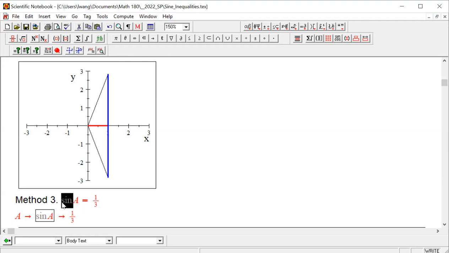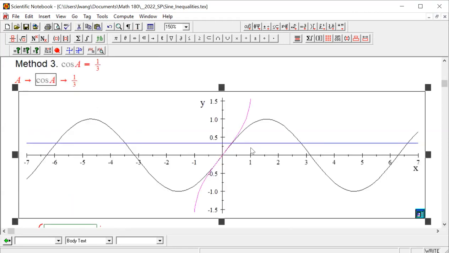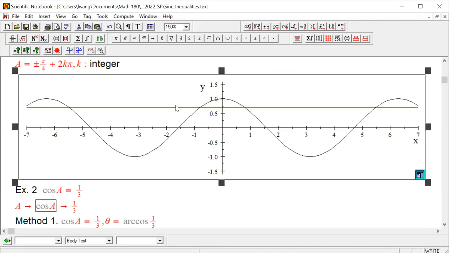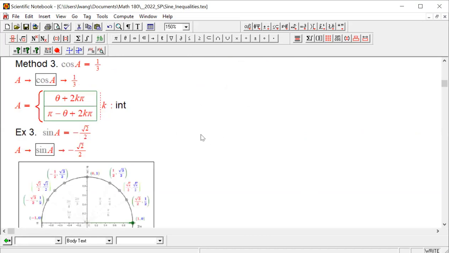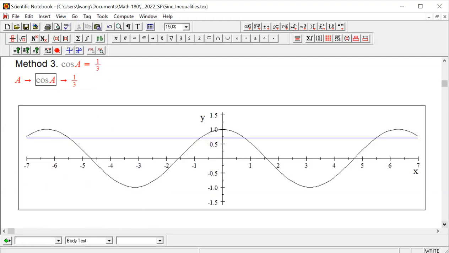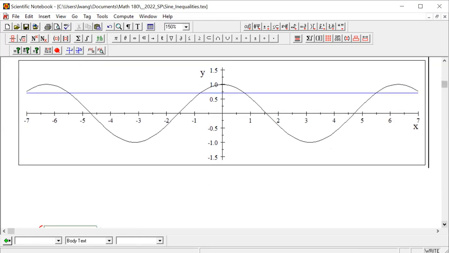Okay, cosine. Oh, sorry. Cosine is 1/3. You just draw a horizontal line. I'm going to remove this one and use the previous one, right? Use this cosine, right? When we do the first example, method 3. Okay, I don't want to confuse you. So let me clean up this third method to solve this equation.